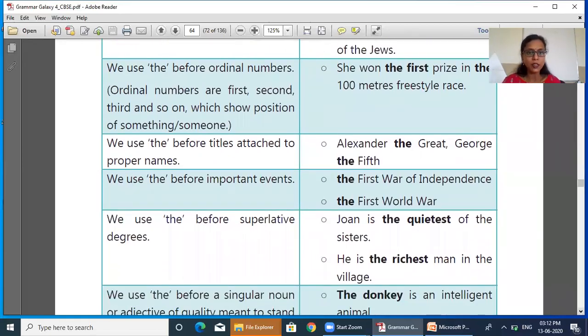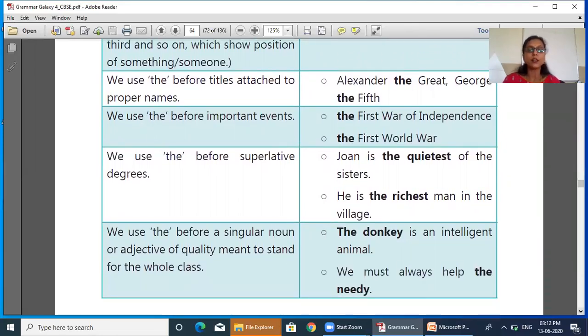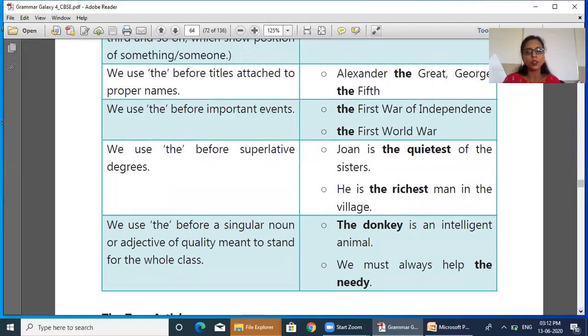The next rule is for important events. The Independence Day, the Republic Day. So these are important events. We use "the" with them. The next rule is with the superlatives like quickest, fastest, these words. And when we are talking about the whole class, the grade 4 class, understood? At that time we use "the".